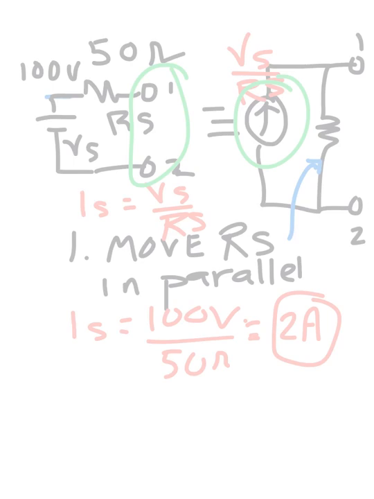Take the battery divided by the resistor, as shown here. Take the battery divided by the resistor, and you get your new current source. Drop it in the circuit, you are done. That's it. Now we're going to go the other way.